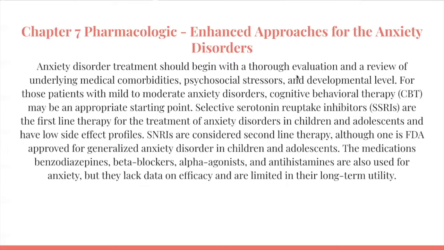Chapter 7, Pharmacology Enhanced Approaches for Anxiety Disorders. Anxiety disorder treatment should begin with a thorough process of evaluation and a review of underlying medical comorbidities, psychosocial stressors, and developmental level. SNRIs are considered second-line therapy, although one is FDA approved for generalized anxiety disorder in children and adolescents. Medications such as beta blockers, alpha agonists, and antihistamines are also used for anxiety, but they lack data on efficacy and are limited in their long-term utility.